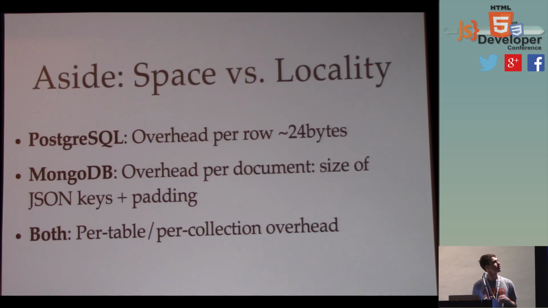The actual overhead on each row, Postgres is about 24 bytes per row. MongoDB, it's n bytes, where n is the size of your JSON keys. So one of the performance optimizations Mongo people recommend is make sure your documents have short keys so that you're not wasting space on this. Both have a little bit of per database overhead or per table overhead, but it's basically negligible once you get to any number of rows.